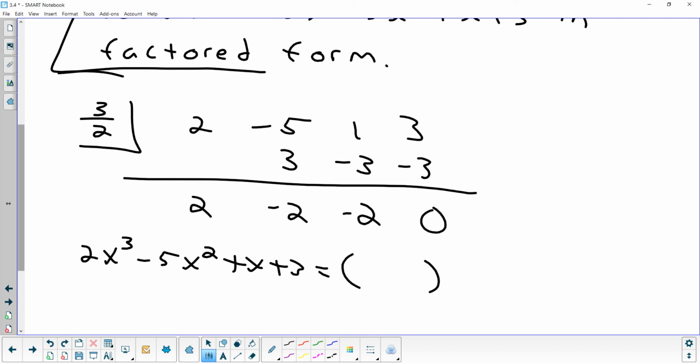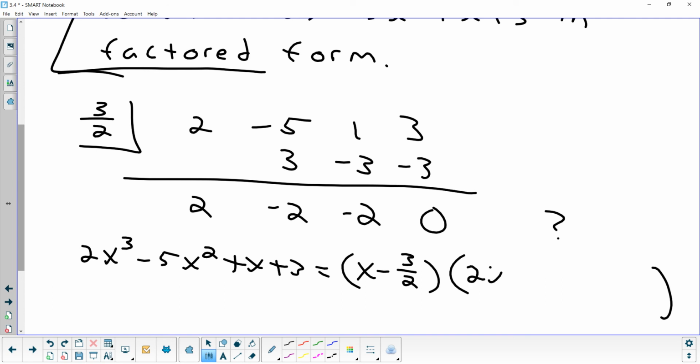Factors aren't just numbers. They have to have a whole thing in parentheses. Roots are numbers, though. Yep, Jack? X minus 3 over 2. We just proved that x minus 3 over 2 is a factor. That's one factor. Where does the other factor come from? Yep, the quotient.